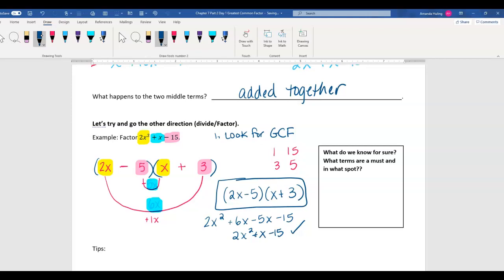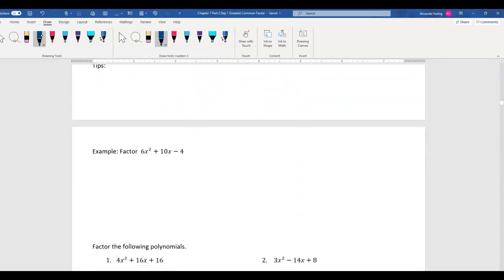So what were these things that we knew for sure? Well, we knew that the first term, the 2x squared, the x squared term, had to come from the first two spots in the binomials. And we knew that the constant came from the last two spots in the binomial. Okay, the hard part is finding out that middle term and making sure it matches. Okay, so you might have to try a couple different combinations. Let's go ahead to this next page.